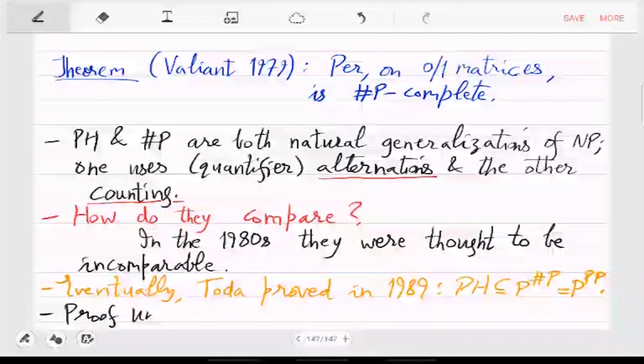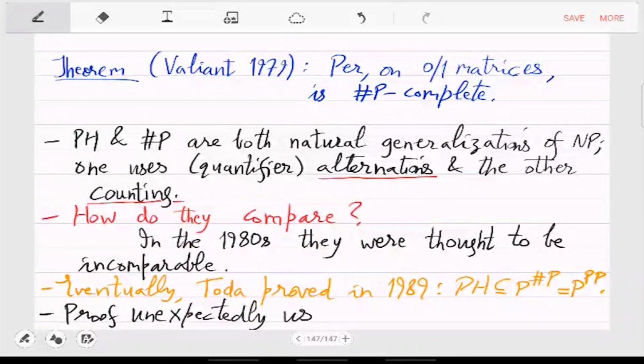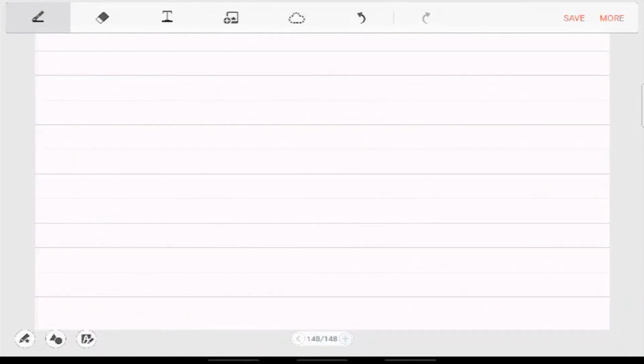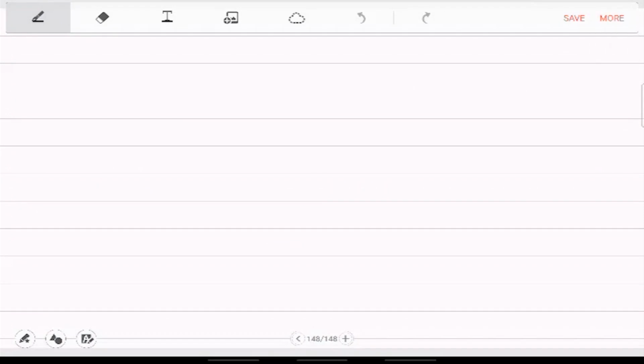So, the proof unexpectedly uses randomization. Okay, it's not clear why it should use randomization because there is no random bits in the question, but that's what we will do. So, this will be a very long proof. So, let's begin. The basic ideas will be very interesting and novel for you.